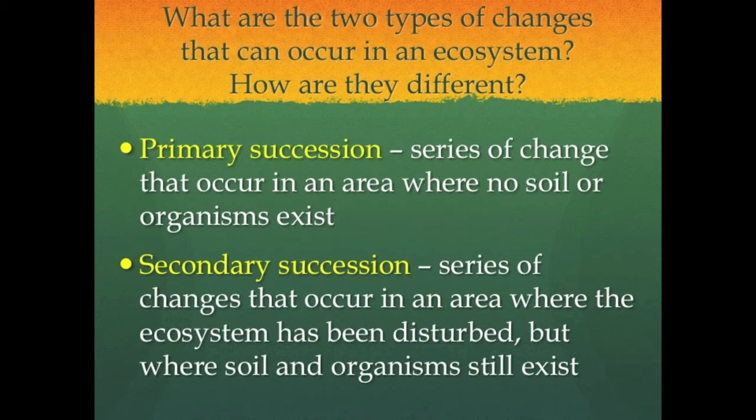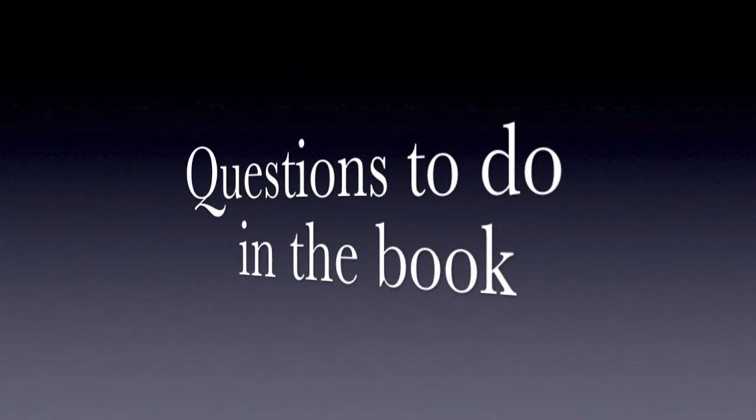And finishing up here, we've got two types of changes that can occur in an ecosystem. Primary succession, this is where there's no soil or organisms that exist. Secondary succession is where there has been some creation, but that does change.